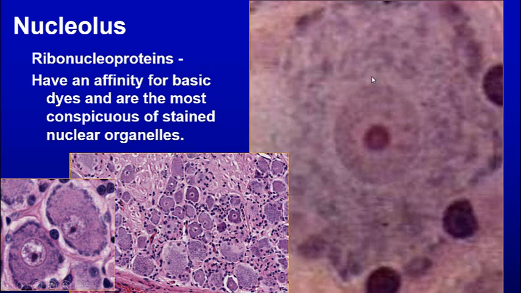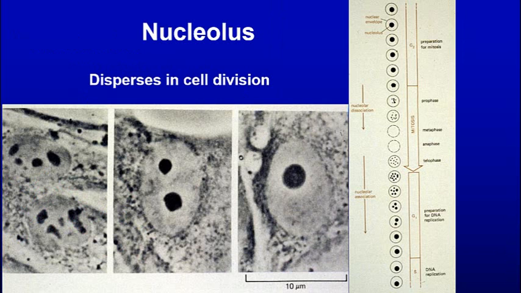Here we see the big nucleolus. This is a nucleus, and the nucleolus of these cells has a high affinity for ribonucleoproteins, which is what they have in there, so they have a high affinity for the dark staining hematoxylin.